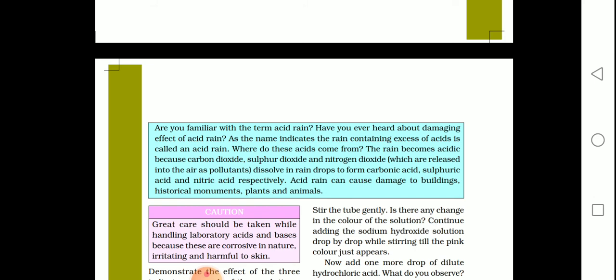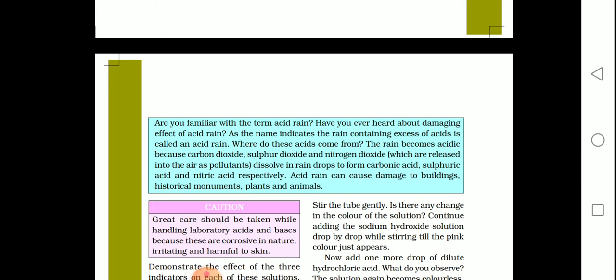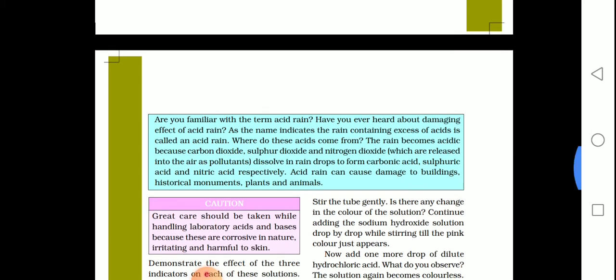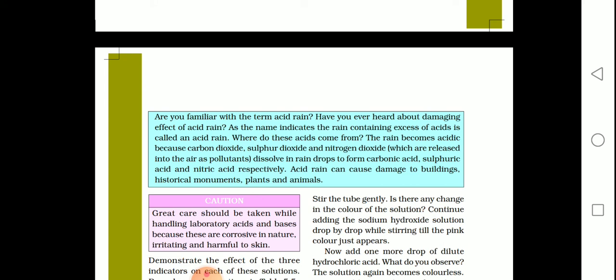these are exposed to air. In the smoke from factory chimneys there are poisonous gases and some acidic droplets, which mix in the air. What happens on mixing with the air? This will combine with oxygen and form different acids, and it will mix in the rainwater. Carbon dioxide is one type of acid-forming gas.